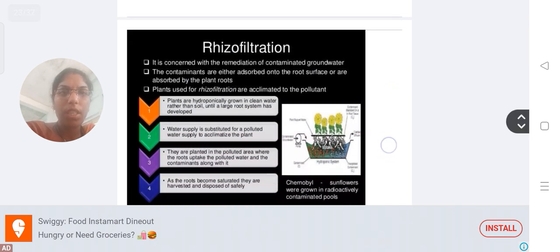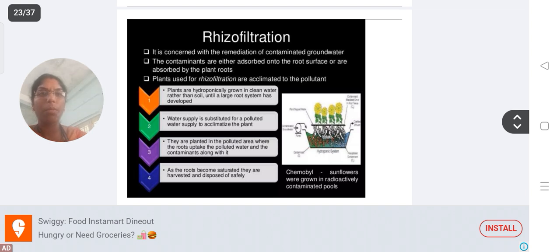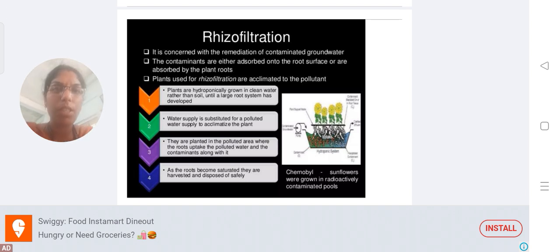Rhizofiltration is concerned with remediation of contaminated groundwater. The contaminants are either adsorbed onto the root surface or absorbed into the plant roots. Plants used for rhizofiltration accumulate the contaminants. The plants are hydroponically grown, and the roots are then harvested. So rhizofiltration is almost the one we use nowadays.